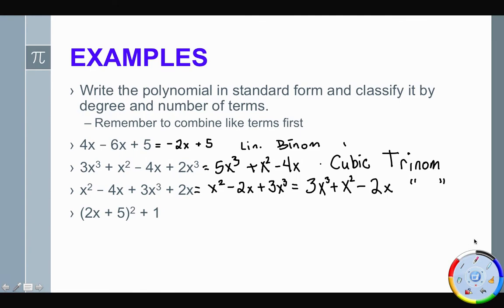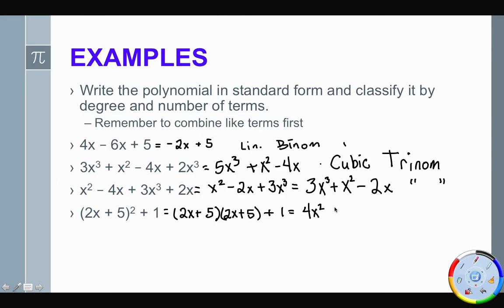What if it looks like this? You're going to get problems that ask you to do something like this, where you are required to do a little bit of FOIL or a little bit of extra good math to simplify this problem. So 2x plus 5 squared means take 2x plus 5 and multiply it by itself again. And add 1. So when I FOIL this, 2x times 2x is 4x squared.